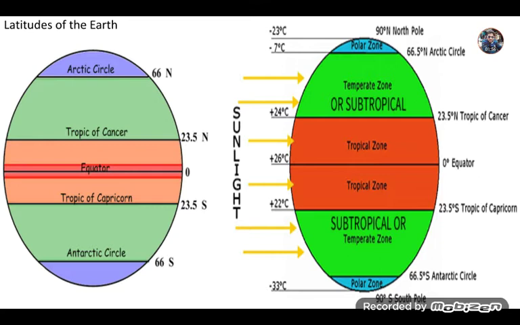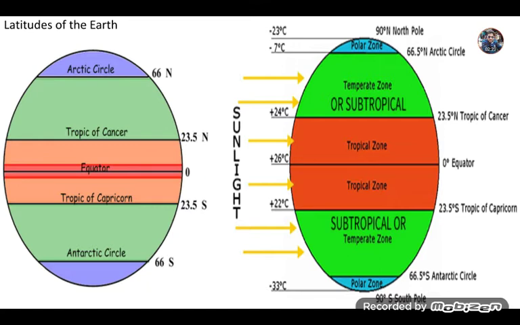Then from Tropic of Cancer to Arctic Circle and from Tropic of Capricorn to Antarctic Circle is called the temperate zone or subtropical zone. Particularly it is known as the temperate zone. And beyond it there is a polar zone, the frigid zone, where the temperature is below 40 degrees Celsius, 50 degrees Celsius, 100 degrees Celsius, where everything you find is in the form of snow and ice.